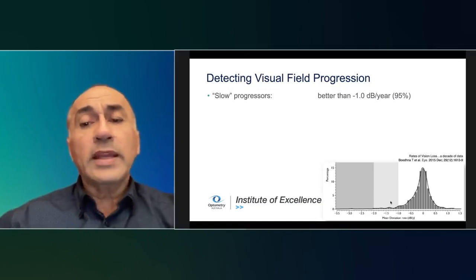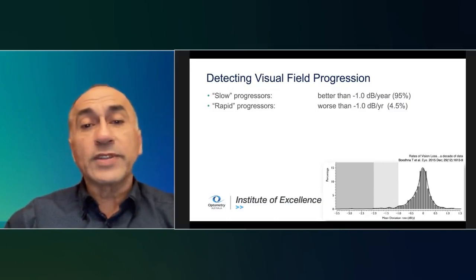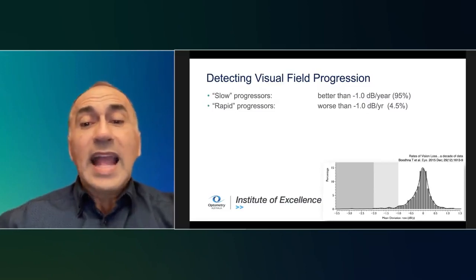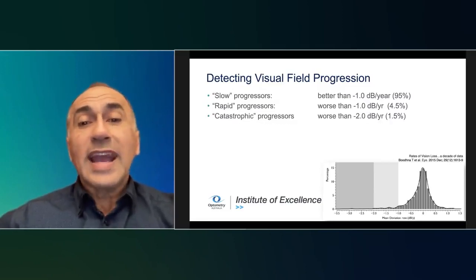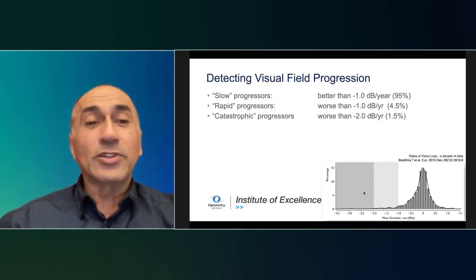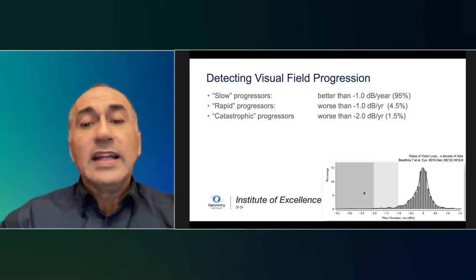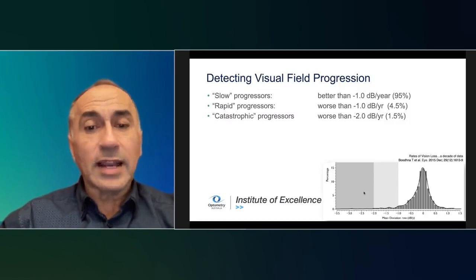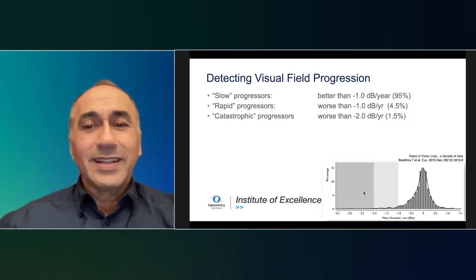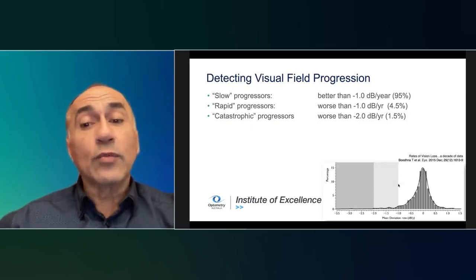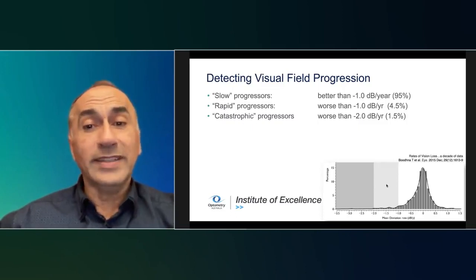What about the people in the next section? They're called rapid progressors. They're losing worse than 1 decibel a year, and they account for about 4.5% of the patients being treated for glaucoma. And then, I love this terminology, catastrophic progressors. That terminology leaves no doubt. These patients are in big trouble. They're losing 2 decibels a year. Thankfully, they only contribute to about 1 to 1.5% of glaucoma patients under current treatment. So that's why with our progression analysis, we're trying to find this category, the ones that are worse than negative 1 decibel a year.